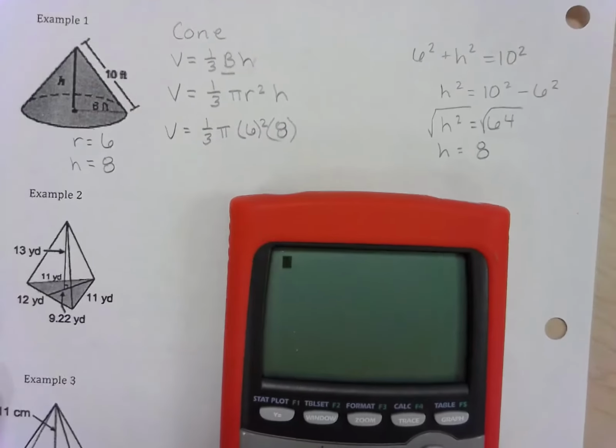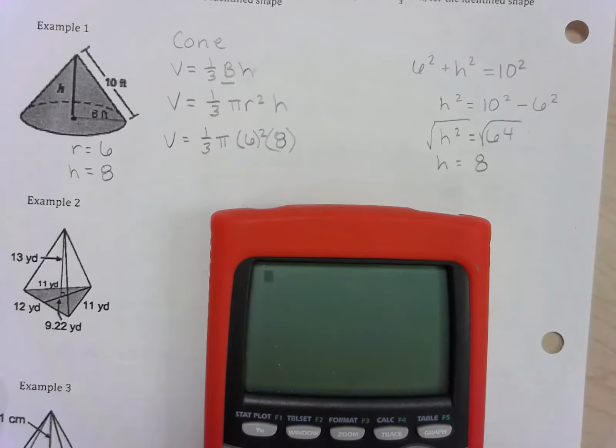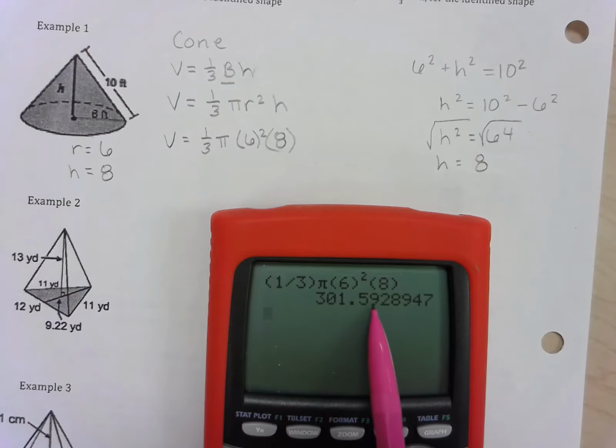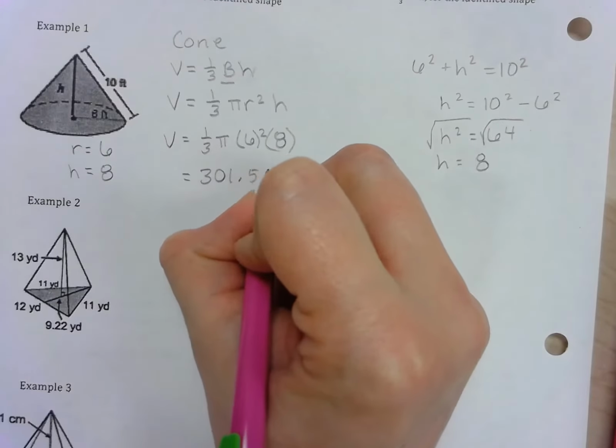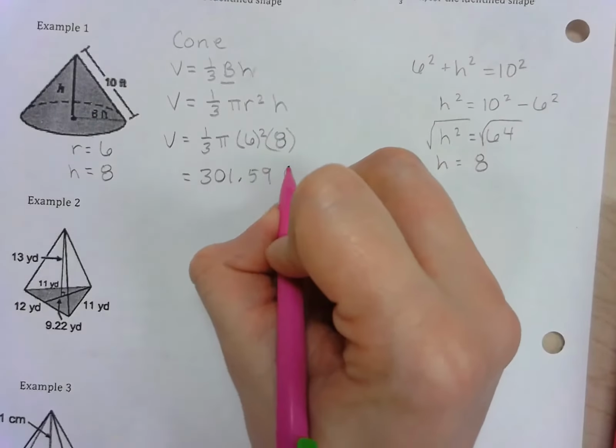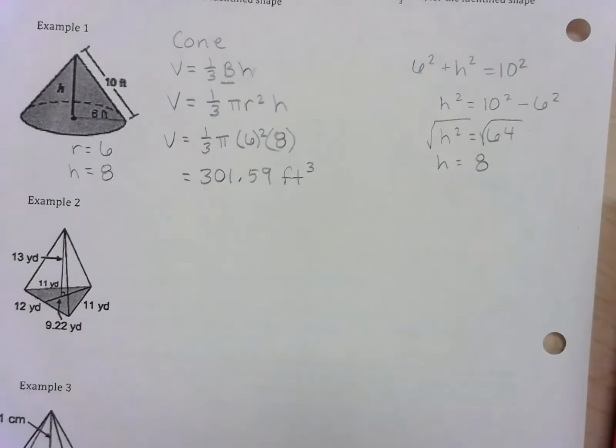Let's calculate that, of course, using the pi button. So 1/3, you can do alpha y equals or just 1 divided by 3. So 1/3 pi r squared times the height, we get 301.59. That 2 will keep the 9 there, so 301.59, and we're in feet, making sure that you have cubic feet there.